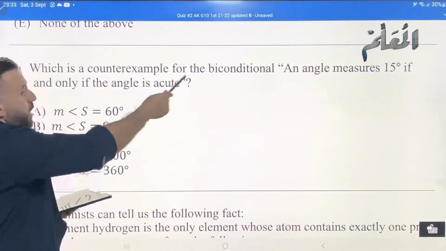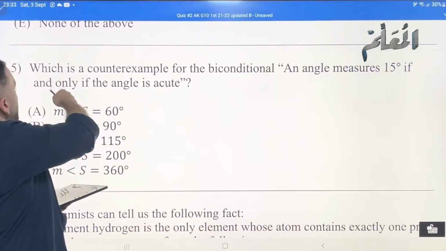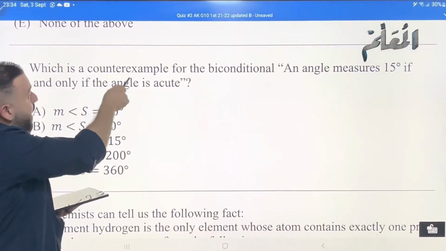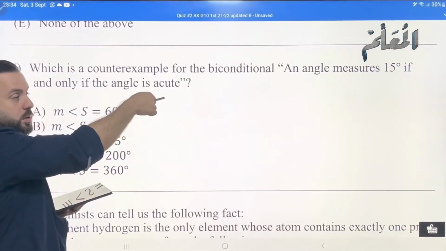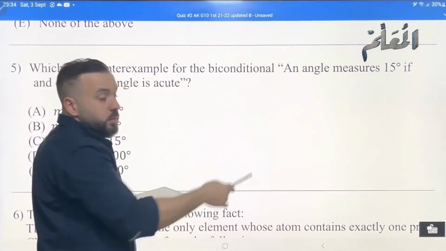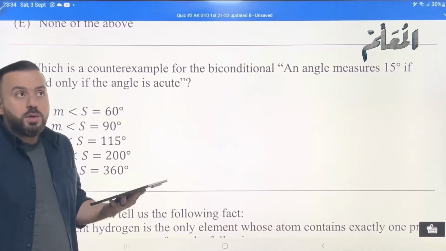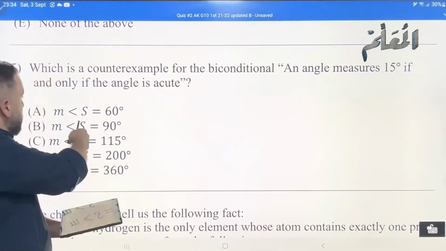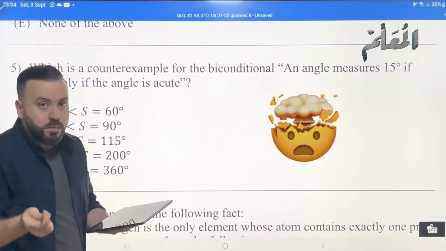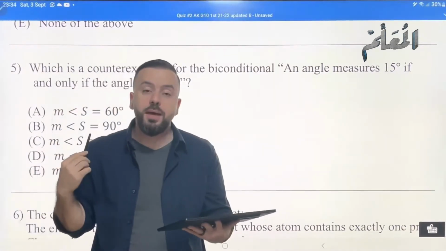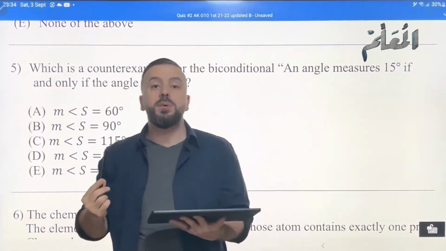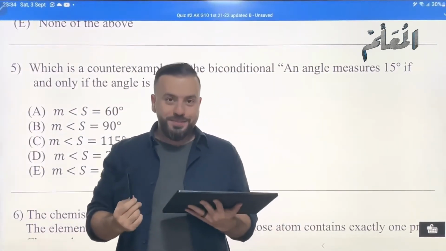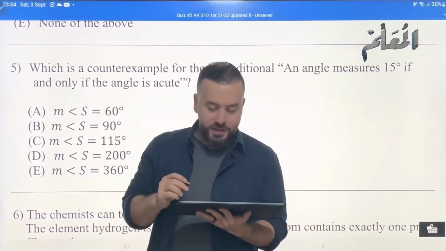So in this case, let's go for this part. If the angle is acute, then it should be 15? No, that's the converse. It could be not 15, it could be what? 60. Okay? So choice A makes this statement invalid. Okay? See you in question 5.